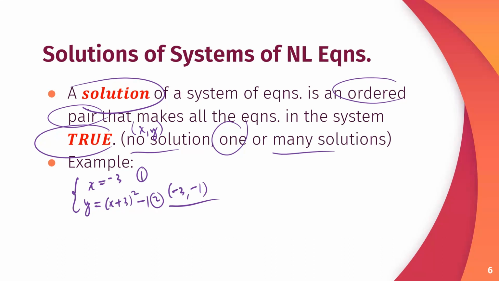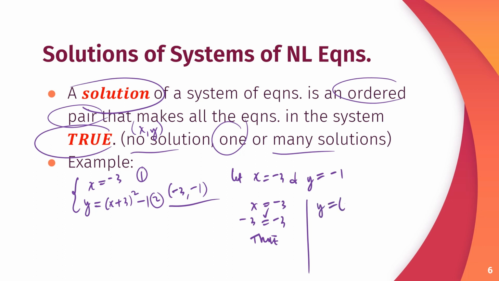So we're going to check. We're going to let x be equal to negative 3 and y be equal to negative 1. So using equation 1, which is x is equal to negative 3, since we let x be equal to negative 3, apply the process of substitution. So that's negative 3 equals negative 3. So that's true, right? Yes. Then for the second one, we're going to substitute into equation 2, which is y is equal to (x plus 3) squared minus 1.